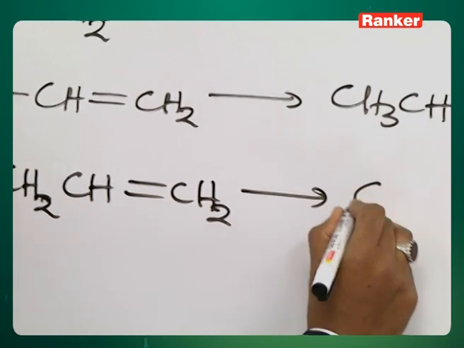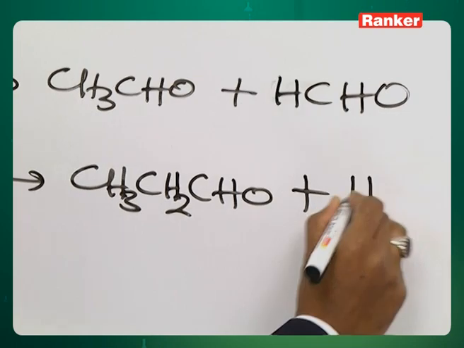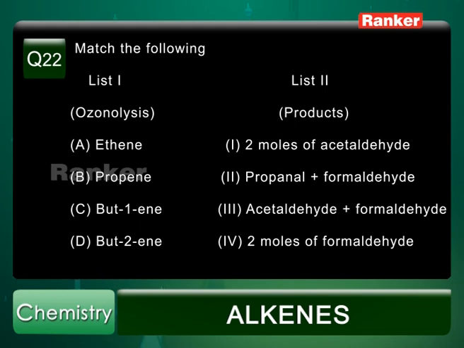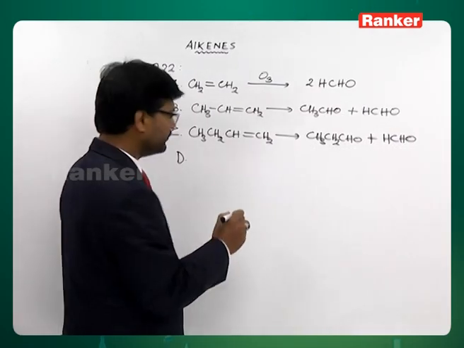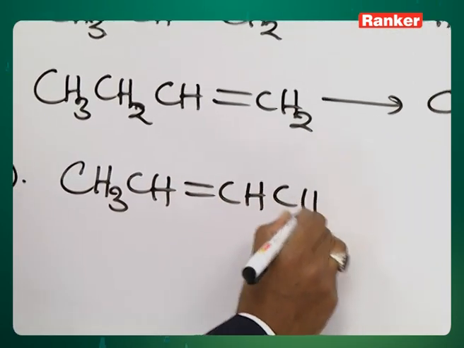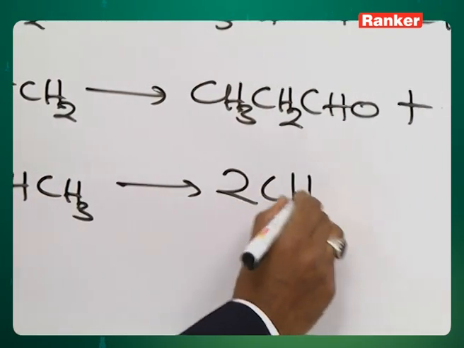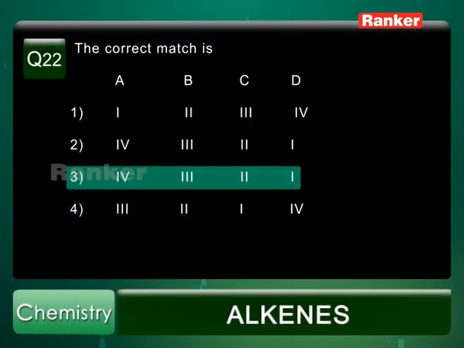Butene gives propanal and formaldehyde. So, this should be matched with the second option. D, butene. This on ozonolysis cleaves here and gives 2 moles of acetaldehyde. So, D should be matched with 1. So, the correct answer is third option.